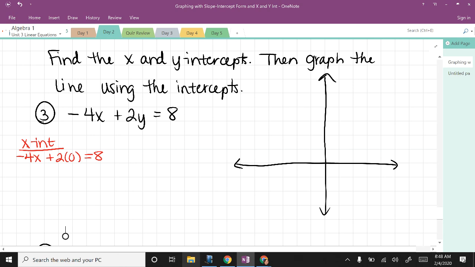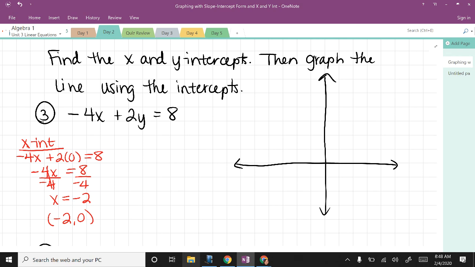All right, so 2 times 0 makes 0, right? And negative 4x plus 0 is just negative 4x. So that is negative 4x equals 8. Now how do I solve for x? Divide by -4, and x equals -2. So that means the point (-2, 0) is on my graph. The x goes in the x column, so y goes in for the other. I'll wait and find both and then I graph.